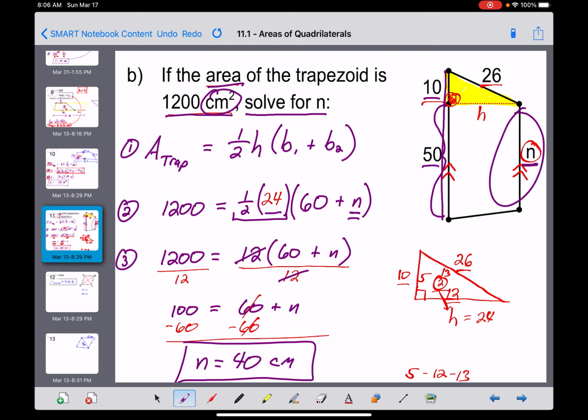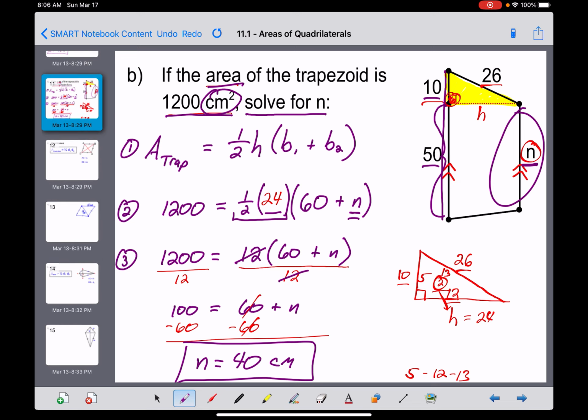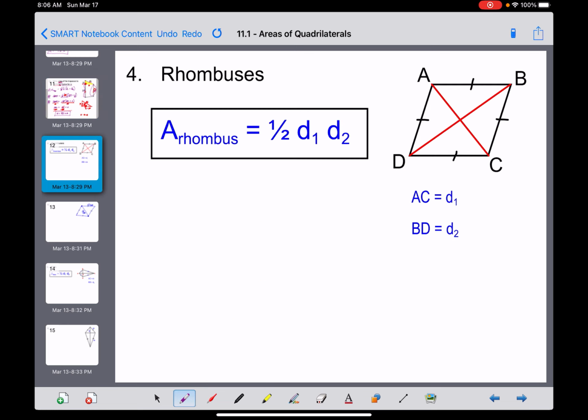But we're going to see a decent number of problems like this, where they give you the area, and they want you to solve for a missing side. But again, the 3-step method guides you through it. Write the formula, fill in what you know, and then either evaluate or solve. Okay, guys, 2 more formulas right here.